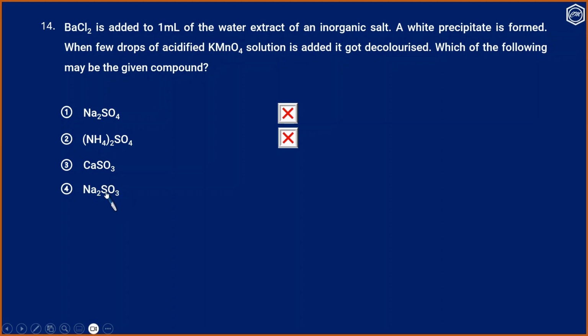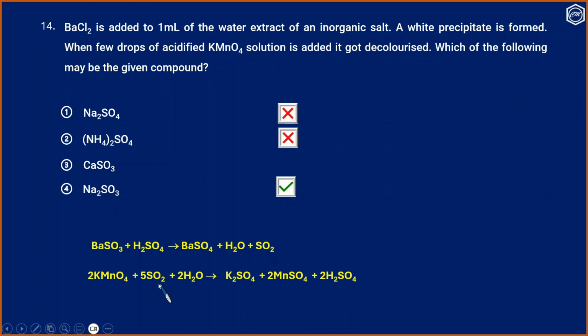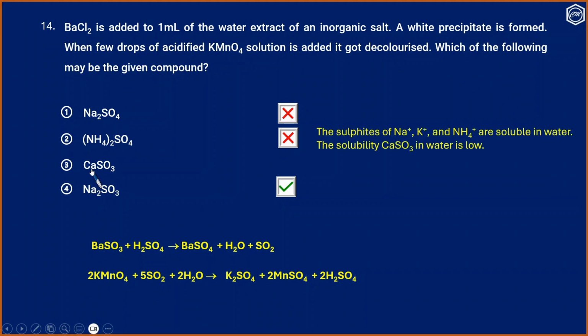And sulfite reacts with the barium chloride, giving barium sulfite, which is further oxidized by KMnO4. So sodium sulfite is capable of reducing potassium permanganate or decolorizing potassium permanganate. So the answer should be the fourth one. That is the correct answer. Barium sulfite gives sulfur dioxide, and potassium permanganate oxidizes sulfur dioxide to sulfate. Here calcium sulfite is there, but we choose sodium sulfite. This is because the solubility of calcium sulfite is very low in water. So the sulfites of sodium, potassium and ammonium are soluble in water. The solubility of calcium sulfite in water is low.